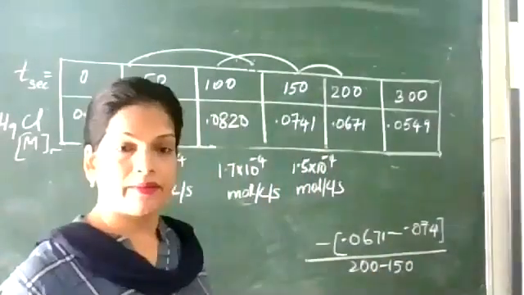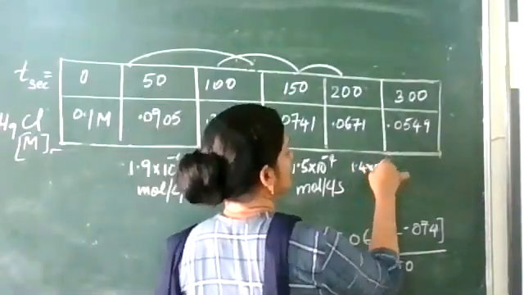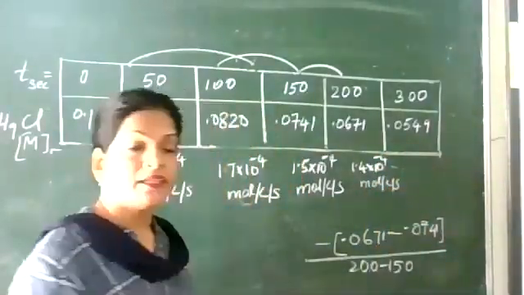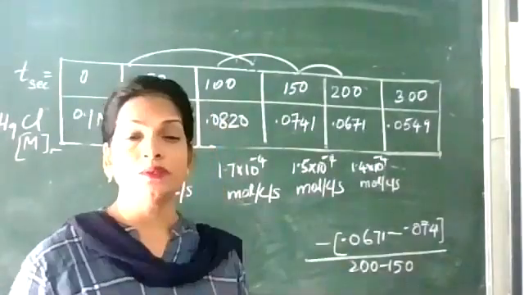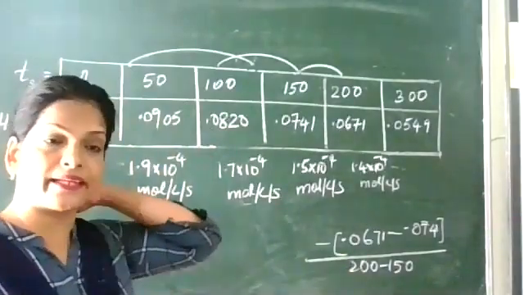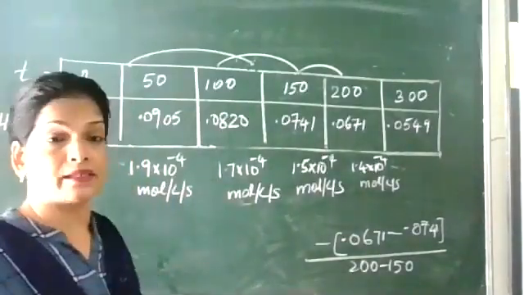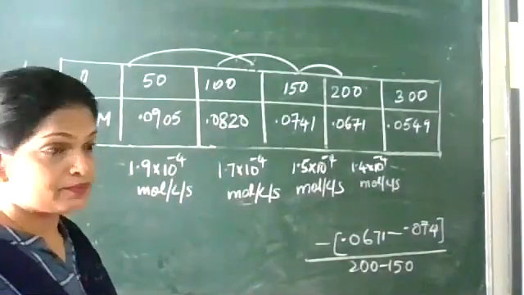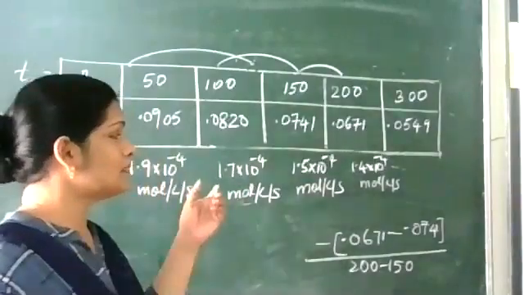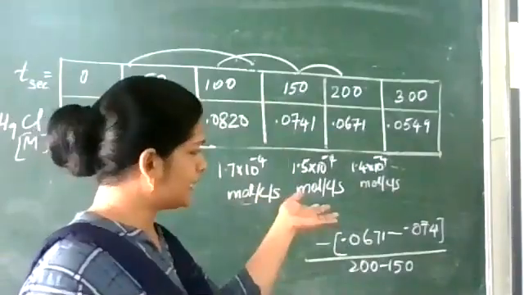So in this gap, I calculated and I got 1.4 × 10^-4 moles per liter per second. You can calculate for the other intervals also. As time passes, if the amount of reactant keeps decreasing, accordingly the average rate is also decreasing. So what is the rate of the reaction? During this time interval, this is the rate. During the next time interval, a lesser rate, and again in the next time interval, again lesser.